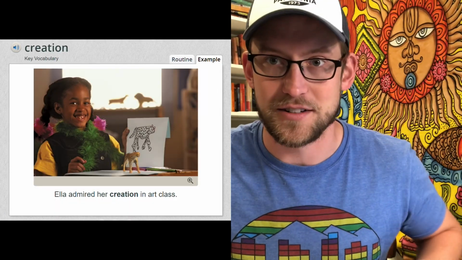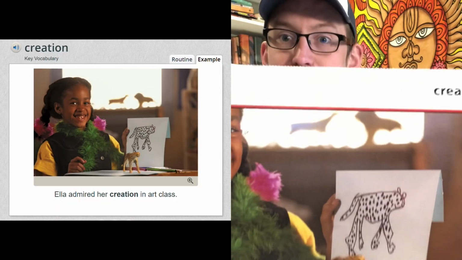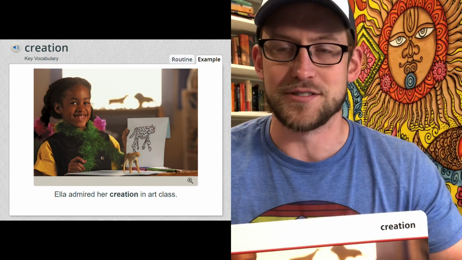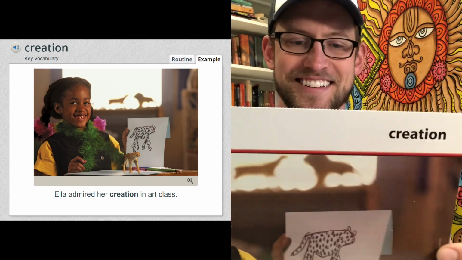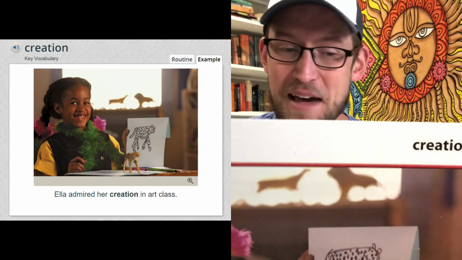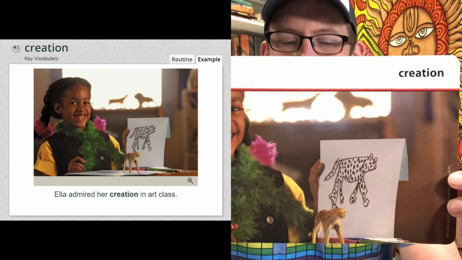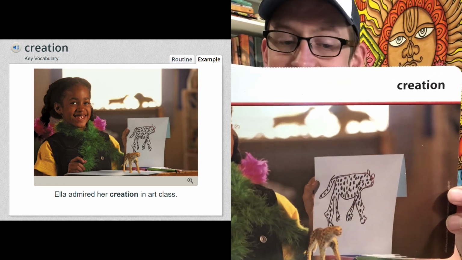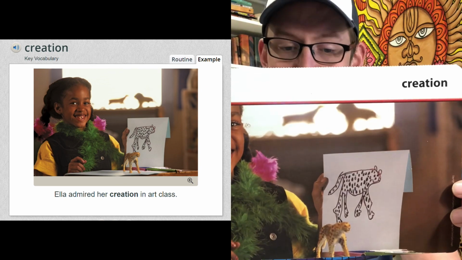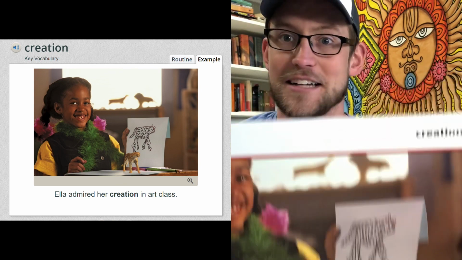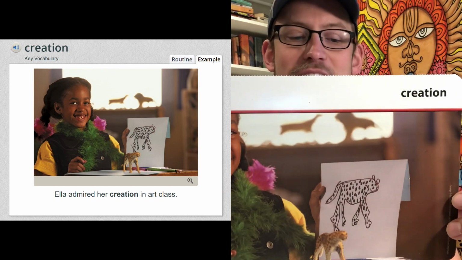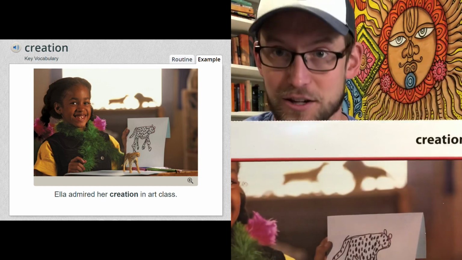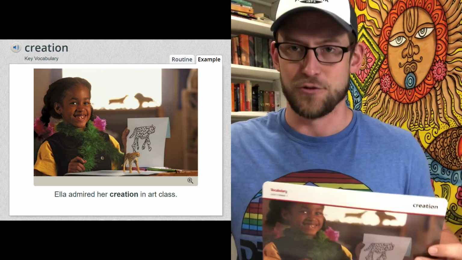Our fourth word. You make these in art. You make a creation. I would say creation. Creation. A creation is something you make. So in this picture, this girl seems to have made a creation by drawing an animal. She made it in art class, made with Miss Torado. Everyone loves her artistic creation. So let's say that 3 times.